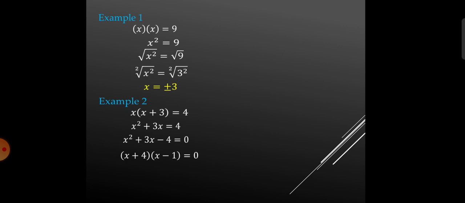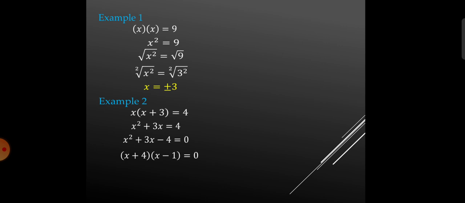3 man ang sum. So, that's why we will make use of 4 and negative 1. 4 times negative 1 is negative 4. 4 minus 1 is positive 3. Kuha sa sum and product, mao na ang binomial x plus 4 or binomial x minus 1. Ang factors, then equal to 0.